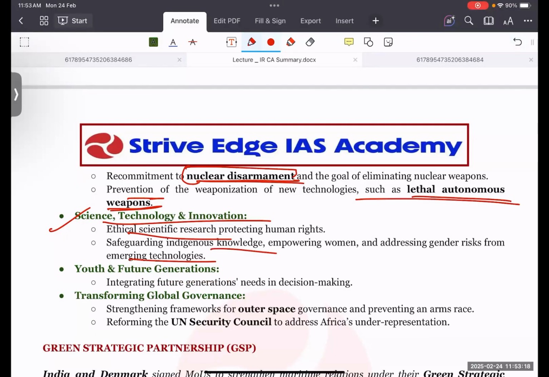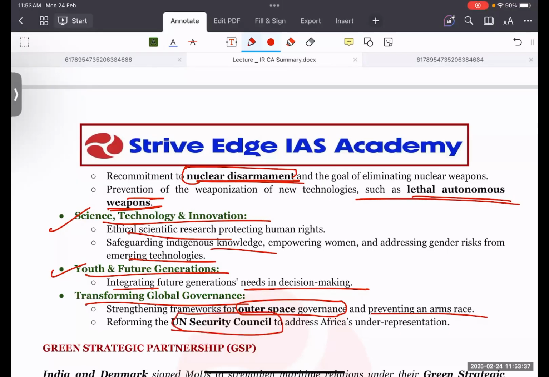Then we have the youth and the future generations. In this, they need to be included in the decision making mechanisms, and then transforming global governance. For example, we have this framework strengthening for outer space governance and preventing any arms race taking place in space. Also, reforming of the UNSC in order to address Africa's underrepresentation, Latin America's, and all this underrepresentation has to be addressed.